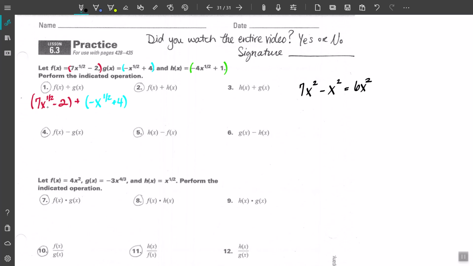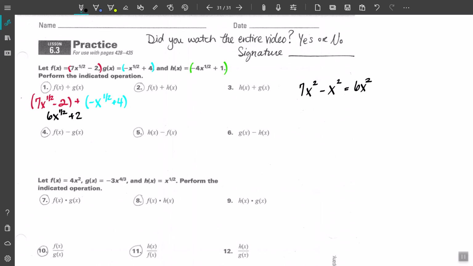So over here, we've got a 7x to the 1/2, and we have a negative x to the 1/2. Those terms are alike because the bases match, the x, and the exponent matches of 1/2. So we can say 7 of those plus a negative 1x to the 1/2 would give us 6x to the 1/2. And then we have two constants. We have a negative 2, and we're going to add to that positive 4 to give us a positive 2.